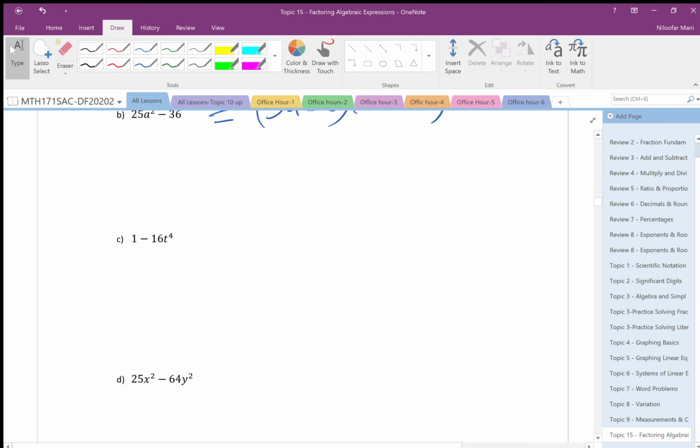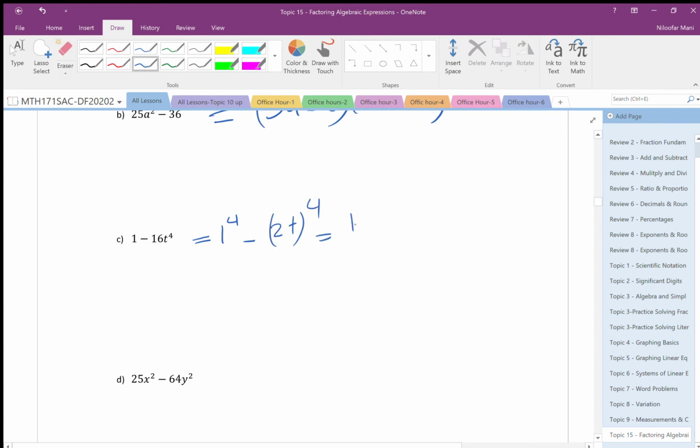What do we see here? Remember, when you see 1, you can say 1 to any power you need. Here, do I need 1 to the power 2? No, I need 1 to the power 4 because I see the other term to the power 4. So I can say 1 to the power 4 minus 2t to the power 4.